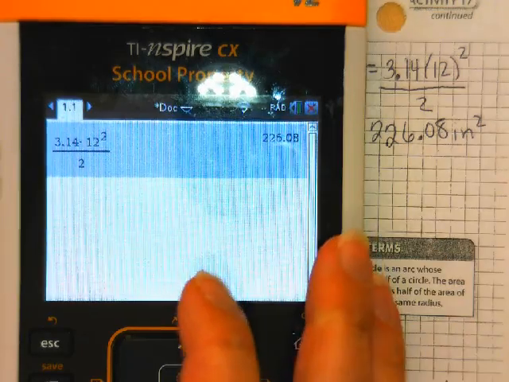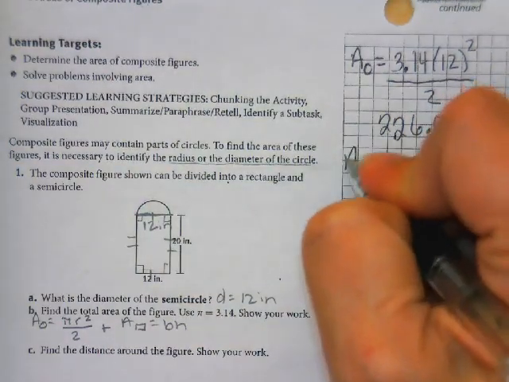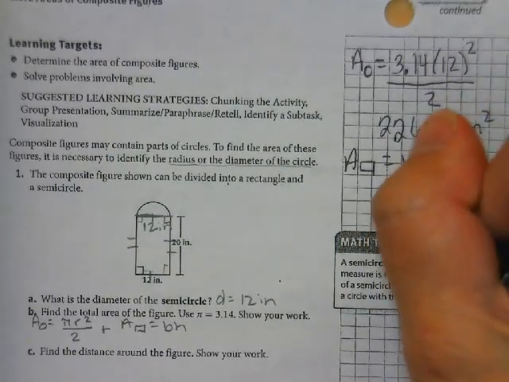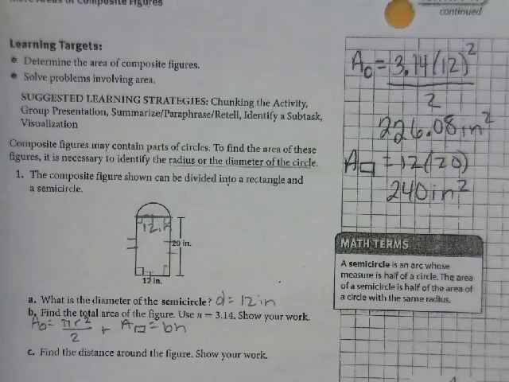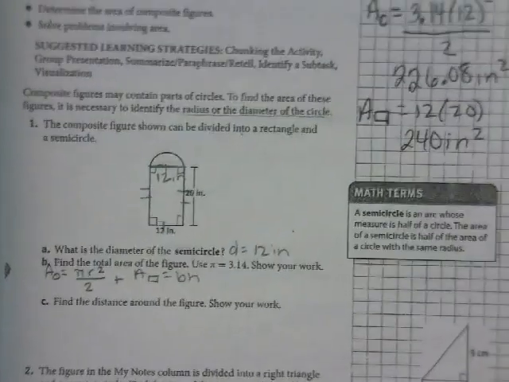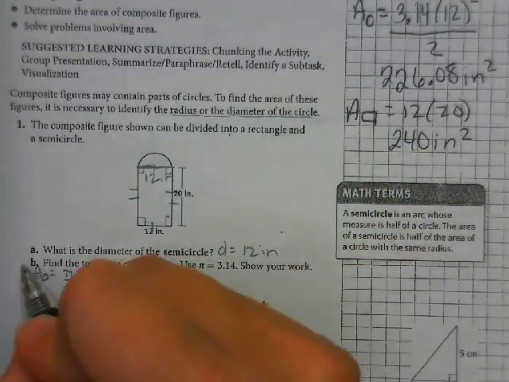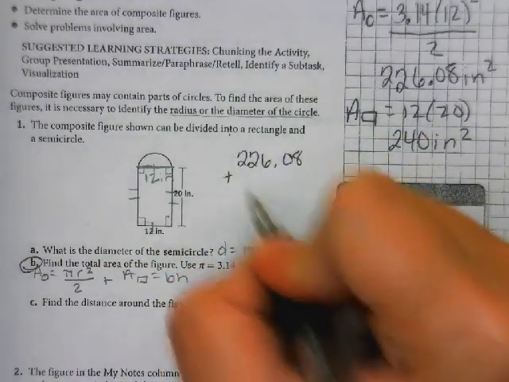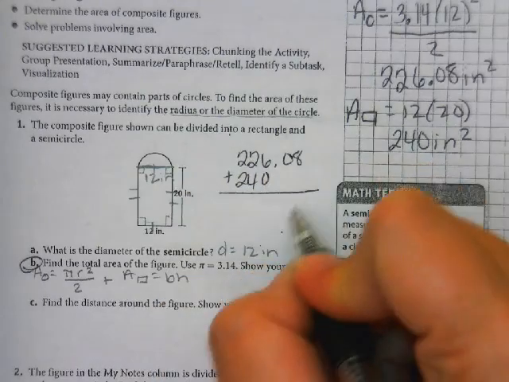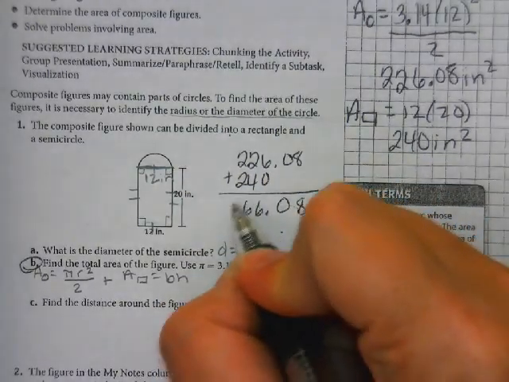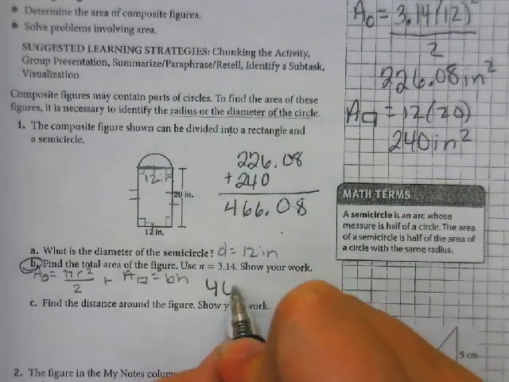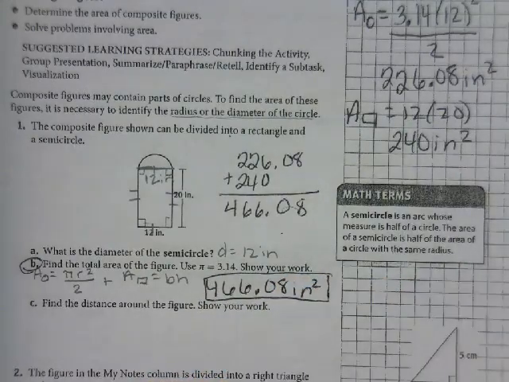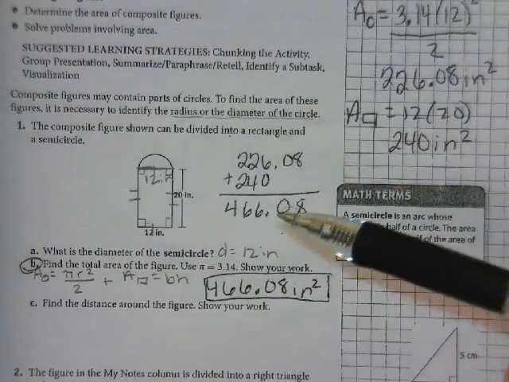Then I need to also do the rectangle. Area of the rectangle was 12 times 20, which I know to be 240 inches squared. So then I can come down here. I'm just going to go ahead and write it here. For B, we have to add those together. So we say 226.08 plus 240. You could use your calculator, of course, or you just do it by hand. 466.08 inches squared is the area of the entire rectangle with the semicircle.